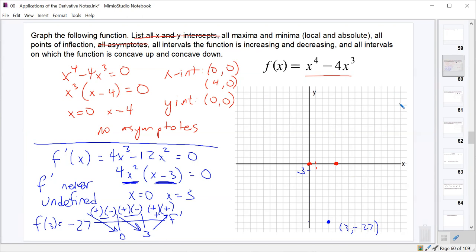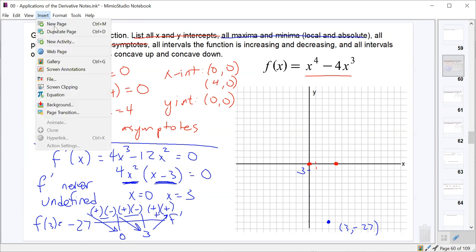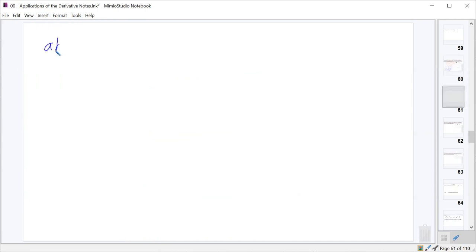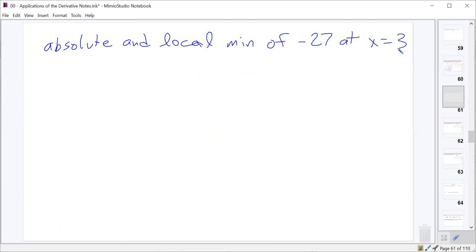So I don't quite have the room to write that here, but we'll write it on the next page. And we don't have any absolute or local maximum. So we have an absolute and local min of negative 27 at x equals 3, and we'll say no local or absolute max.